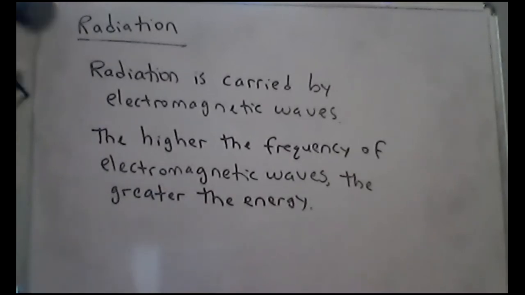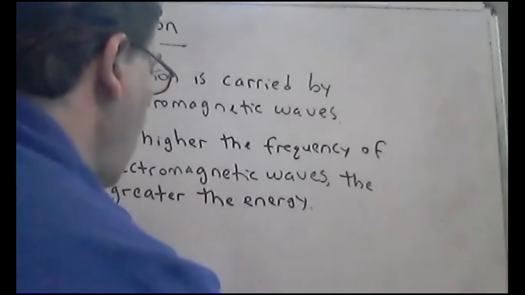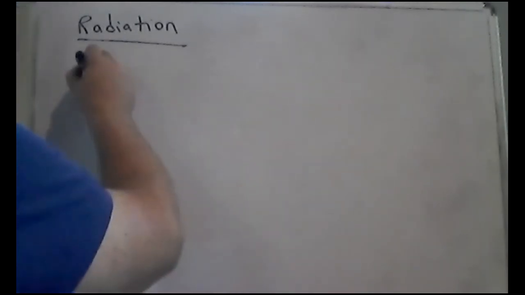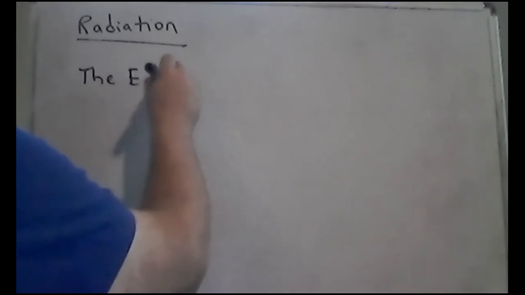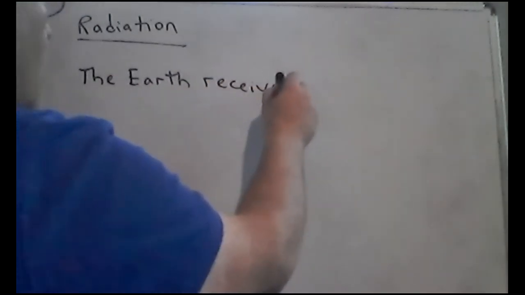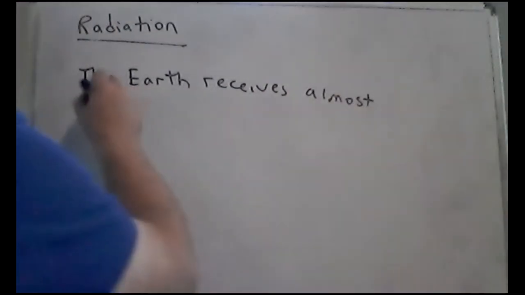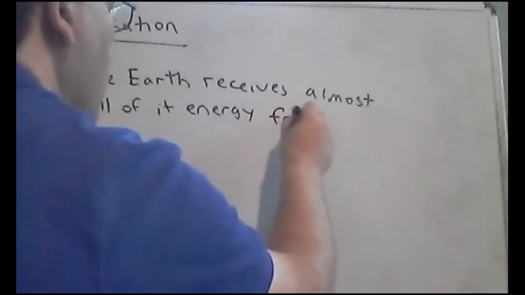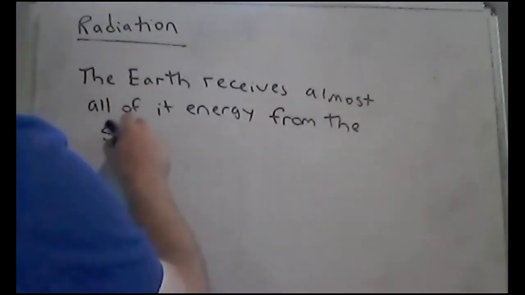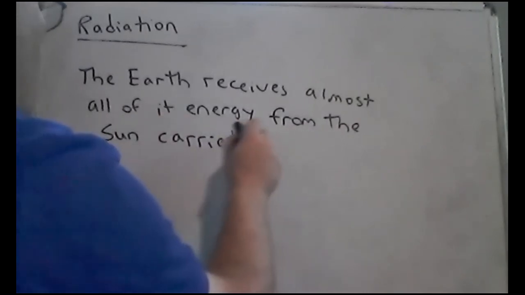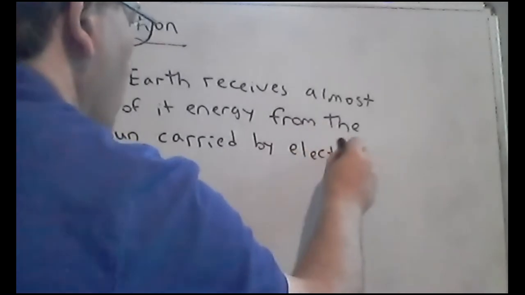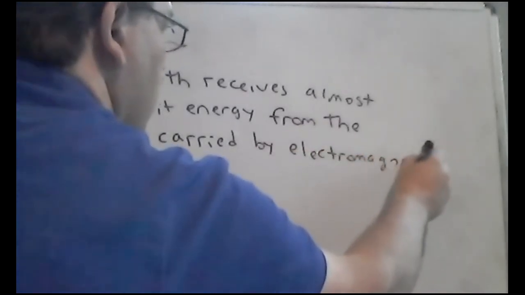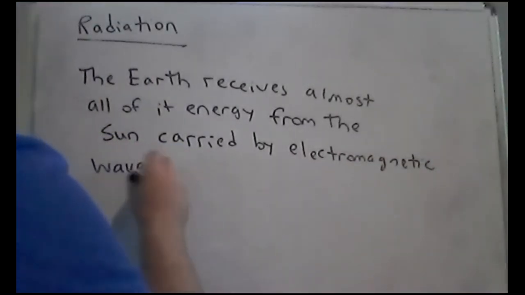So a good example of radiative heat transfer that we receive on the Earth is from the sun. So we receive radiative heat transfer from the sun. So what's an example of it? Well, the sun is a great example. So the Earth receives almost all of its energy from the sun carried by electromagnetic waves through space.